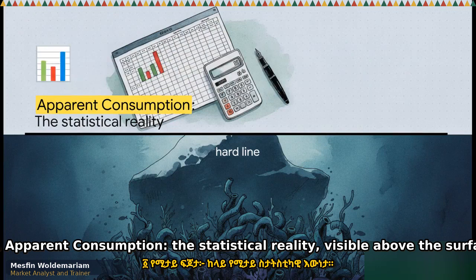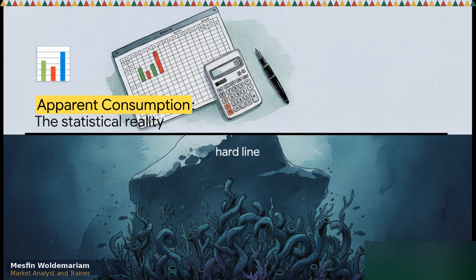All right, move into Section 2, above the surface, visible demand. Let's look at the data that usually hits your desk first. We really need to draw a hard line here between apparent consumption, which is your comfortable, easily verifiable spreadsheet reality, and the hidden market, which sits below the surface. As an analyst, separating these two is your absolute first step to finding where the real untapped value lives.